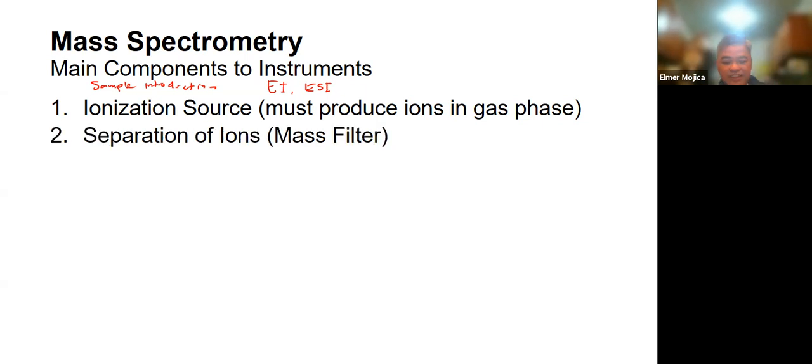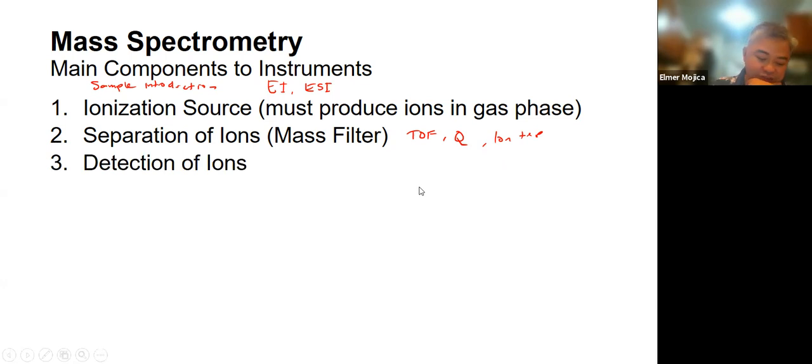Okay? And then we have this separation of ions. Ito yung tinatawag na mass filter. Okay? And here, pwede na dyan pumasok yung tinatawag na time of flight, quadrupole, ion trap, okay, at iba pa, that we're also going to discuss next time. Okay? And then we have the detection of ions. So, ito yung tinatawag na detector.